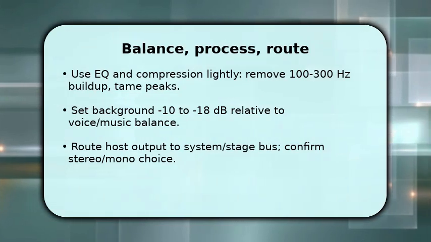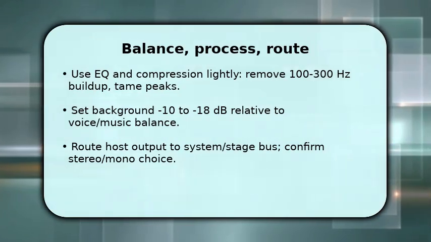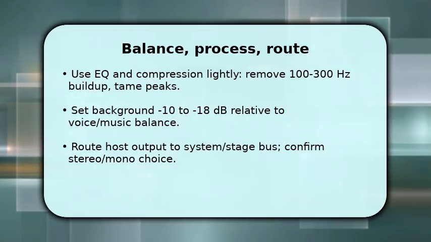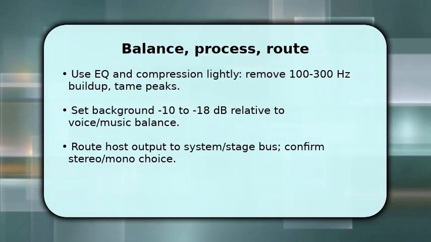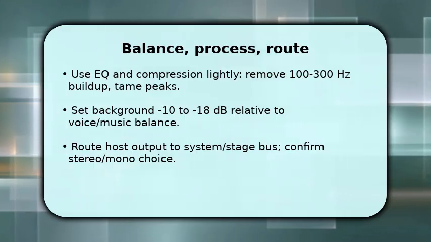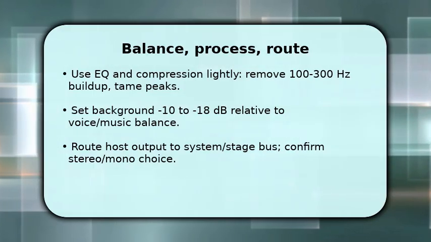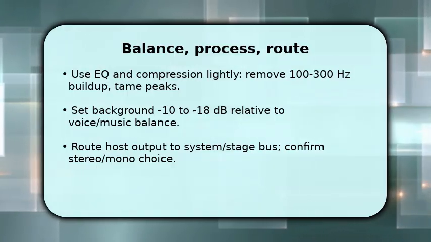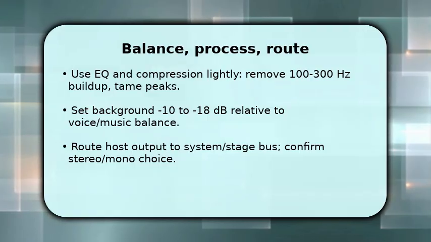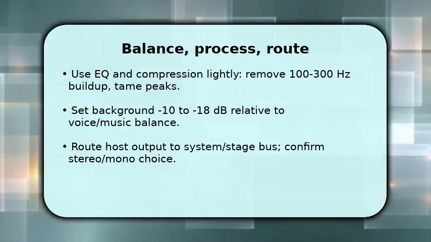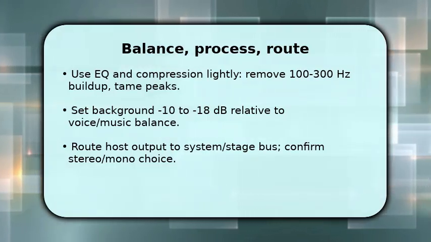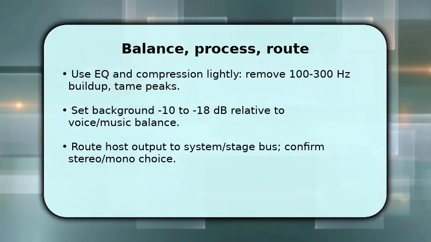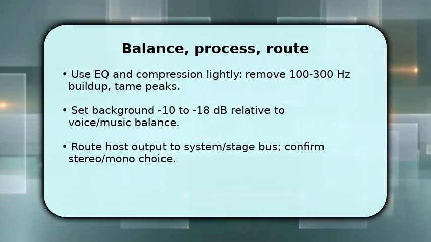Next, you process and route the background track so it supports, not competes. Apply light EQ to remove 100 to 300 Hz buildup and gentle compression to control transients. This keeps the music steady under speech. Once done, set the background level between -10 and -18 dB relative to your main audio, then route the host's output to the system or stage bus you use for final mix. Make sure stereo versus mono choice matches your destination.